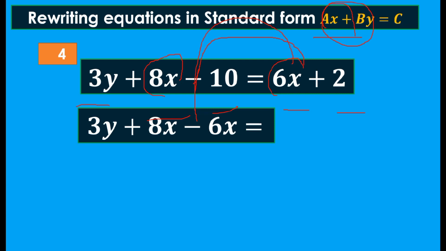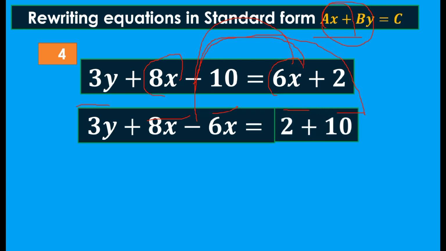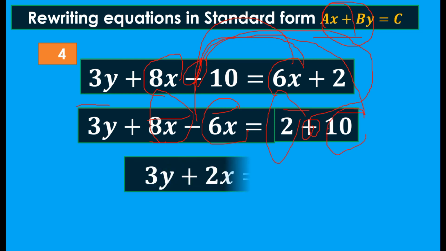Your negative 10, you transfer it also on the right. So it would become now 2 plus 10. So from negative, it will be changed into positive. Okay? So, combining like terms, 3y plus 8x minus 6x, and then 2 plus 10. Combining further, it would become 3y plus 2x. Why 2x? Because 8 minus 6 is 2, then copy your x. Then 2 plus 10 is equal to 12.